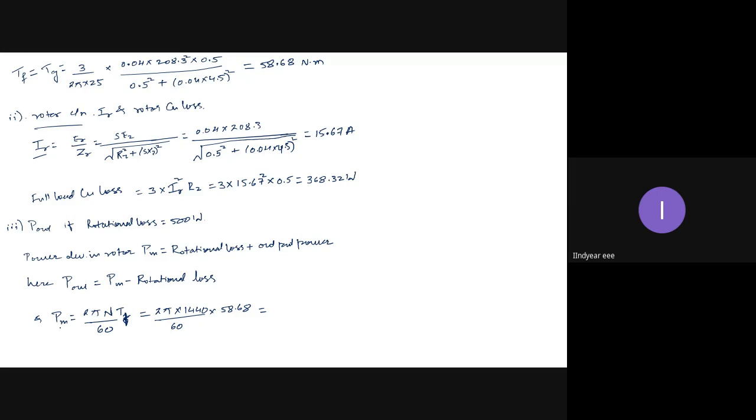So when the power is developed, the rotor is rotating at a certain speed, and that speed is N. Here you should not take synchronous speed. That is power input to the rotor. This is power developed by the rotor. So power developed by the rotor is equal to power input minus rotor copper losses. Okay, so this is equal to 8844.25.